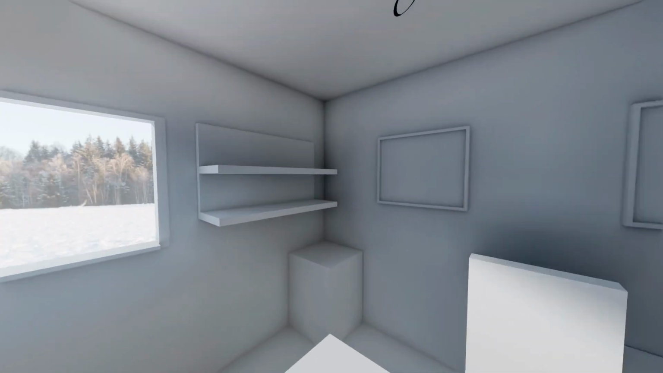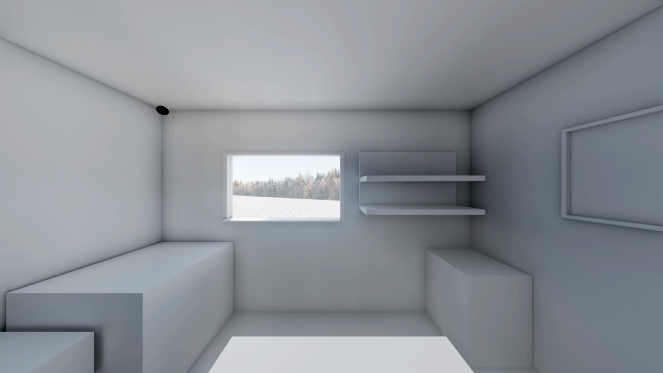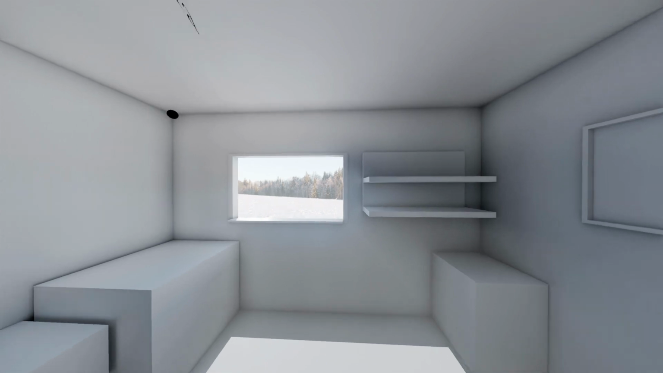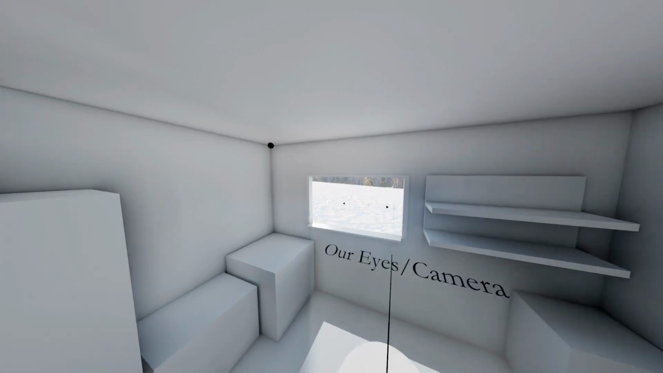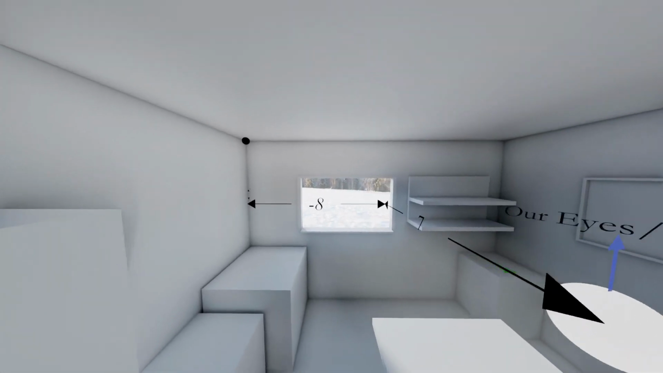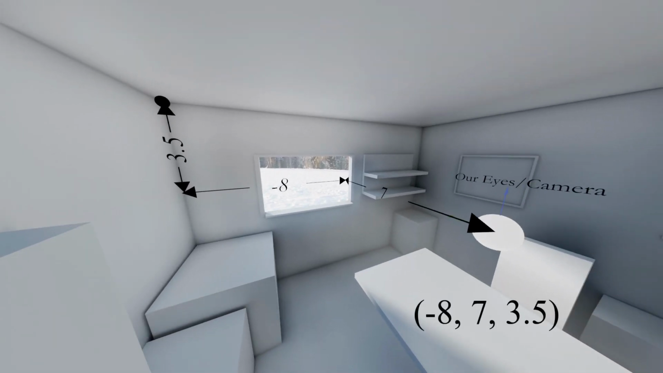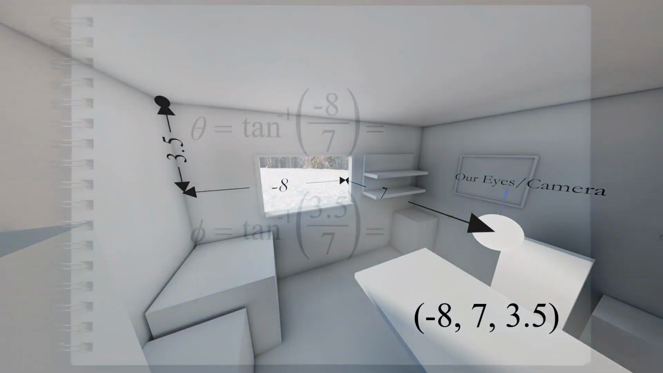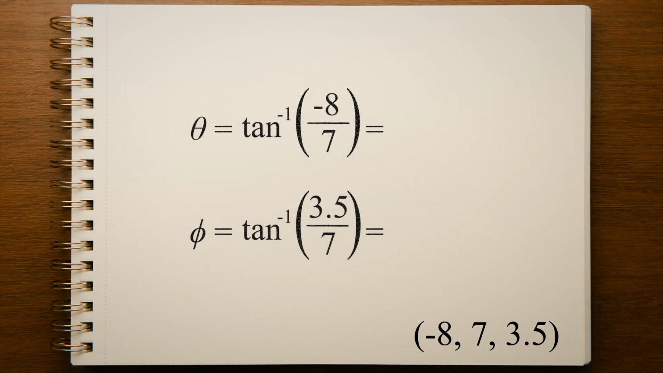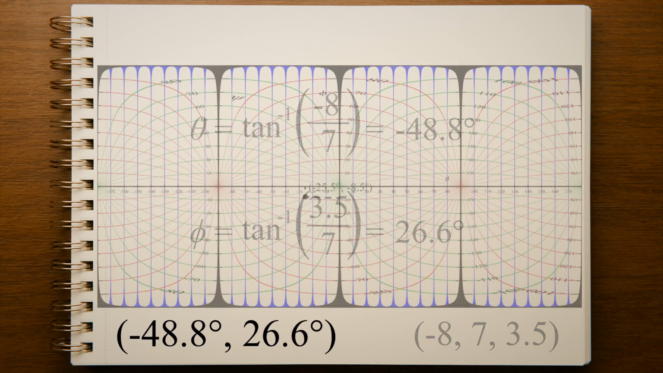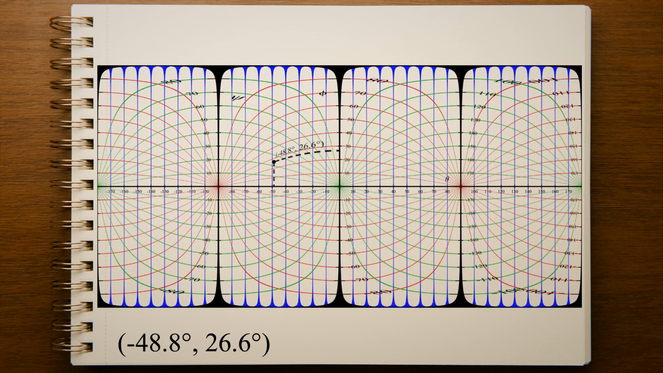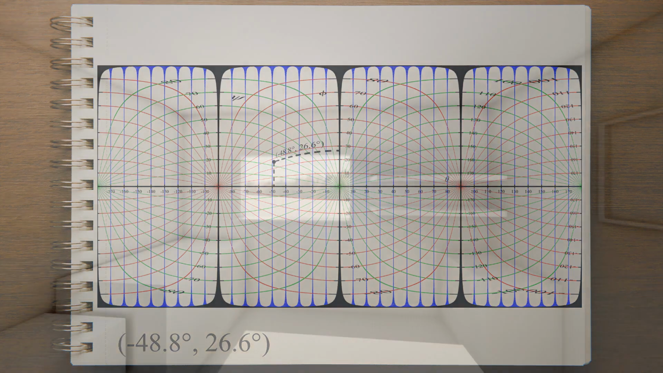Alright, so let's go ahead and project a few points. This point right here, let's say that it's maybe 7 feet forward, maybe 8 feet to the left, and maybe 3.5 feet above our eye level. And so if we run that through our calculations, then we get the 2D coordinate, negative 48.8, 26.6. So we can put it right here on our page. Let's do another one.